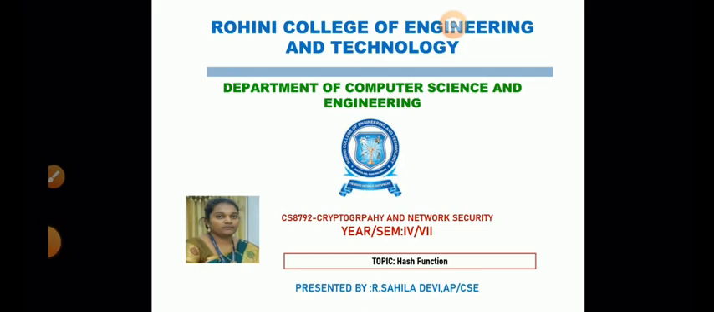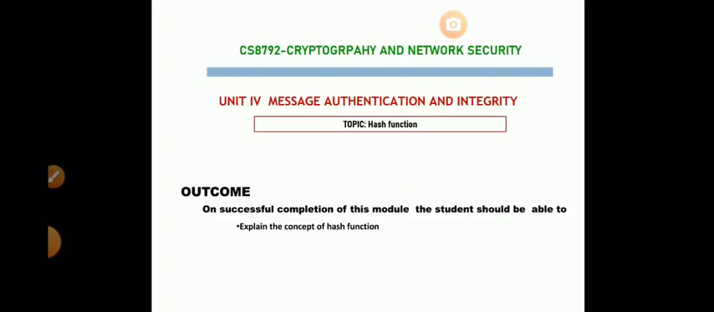Today we are going to discuss the subject CS8792 Cryptography and Network Security. In this subject, in Unit 4, we have the topic hash function. So in this lecture, we are going to discuss hash function. The outcome is, on successful completion of this module, the student should be able to explain the concept of hash function.